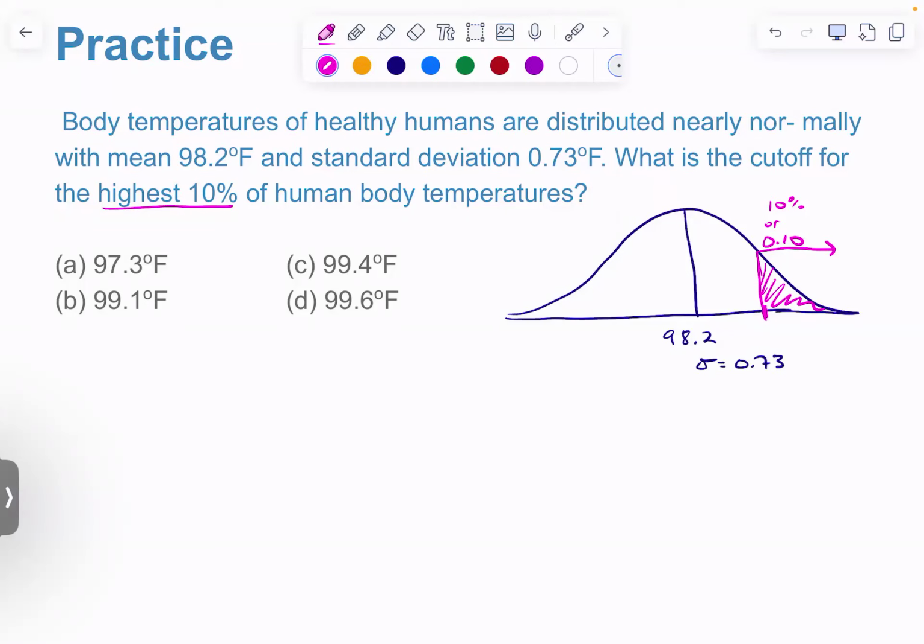Couple of different ways you could solve this, right? I think the simplest way is just to recognize that the table only gives you the areas to the left, right? We can find the area to the left, right? That's going to be 1 minus 0.10, which is 0.90. We could do that. What else could you do?